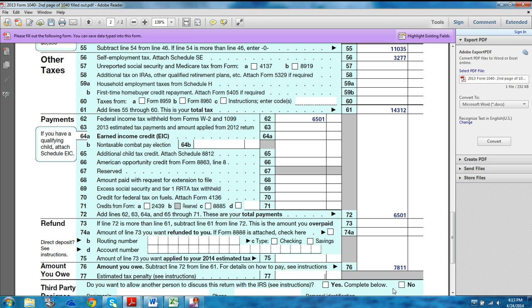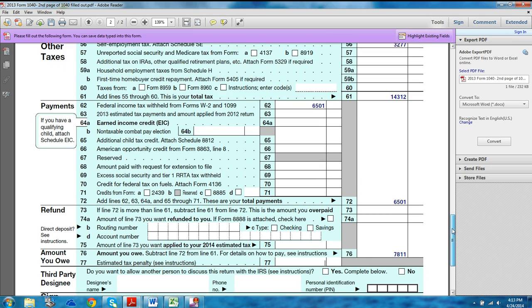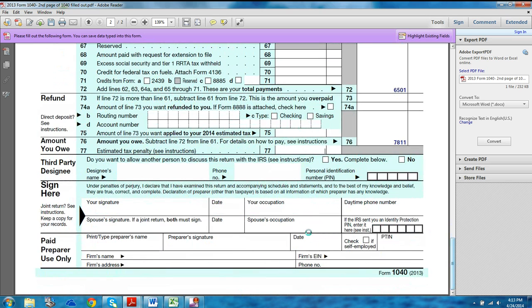But that's just kind of a grand overview of the 1040 tax return. You'd want to sign it and send it off.